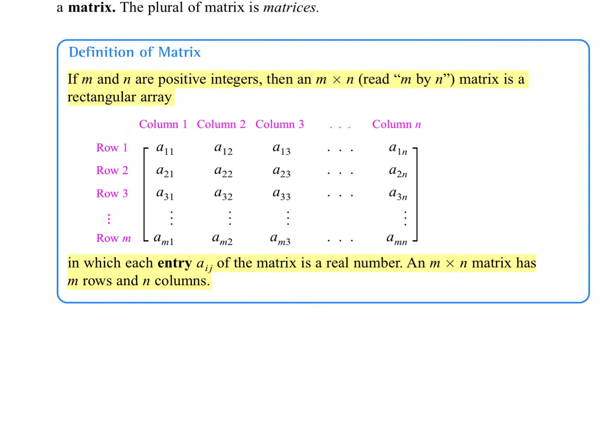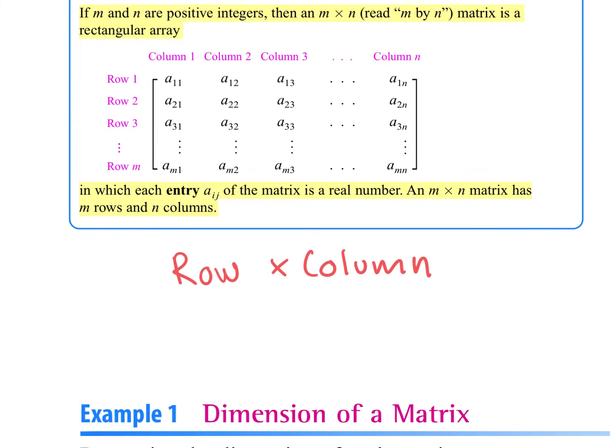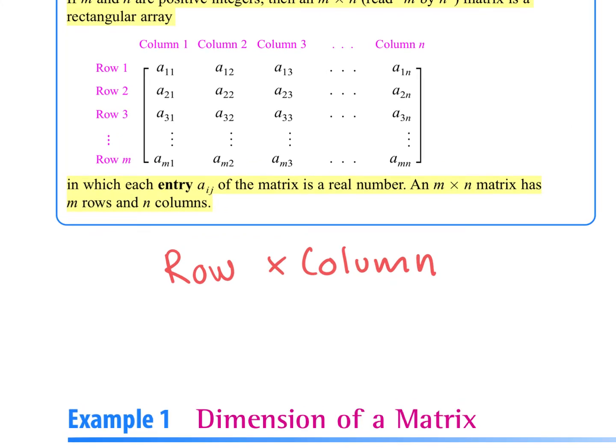We can state the dimensions of a matrix by saying row by column. So you're not multiplying here, you're just saying how many rows you have and how many columns. Rows, think about it as rows in a movie theater, go side to side. Columns go up and down.